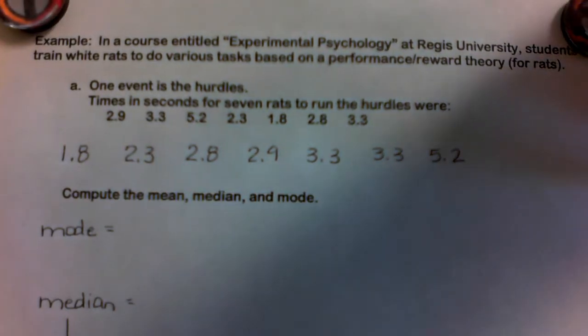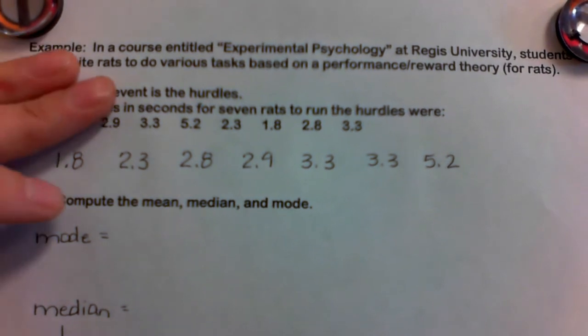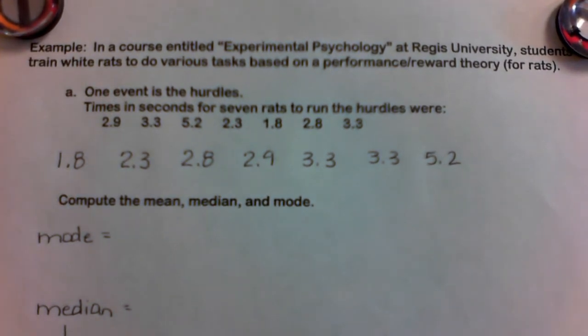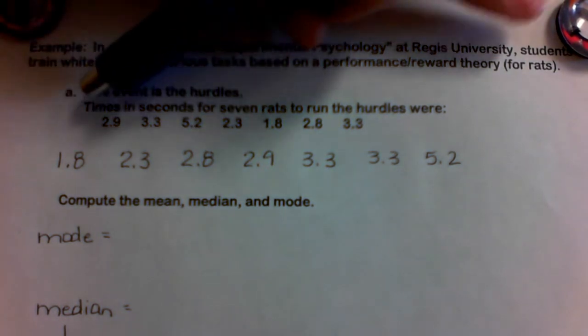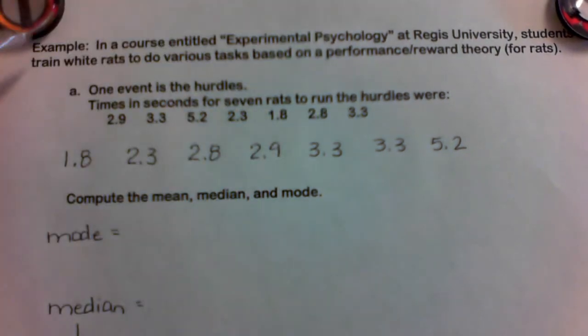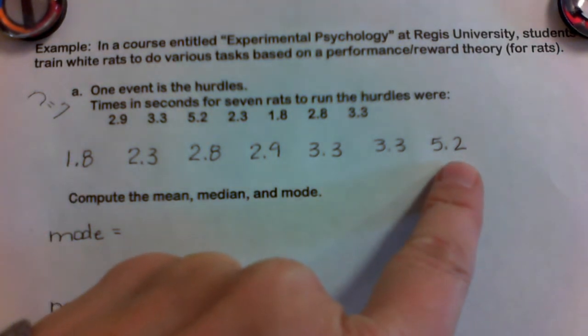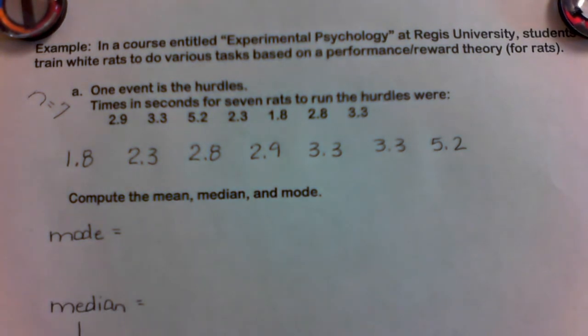All right. In a course entitled Experimental Psychology at Regis University, students train white rats to do various tasks based on a performance reward theory. So one event is the hurdles. So what they've done is they have 1, 2, 3, 4, 5, 6, 7. So that means 7 rats ran the hurdles, and this is their time in seconds. Now notice what I did first is I placed them in order. So 1.8, that's a pretty quick rat. He ran the hurdles in 1.8 seconds, all the way up to 5.2 seconds for another rat.